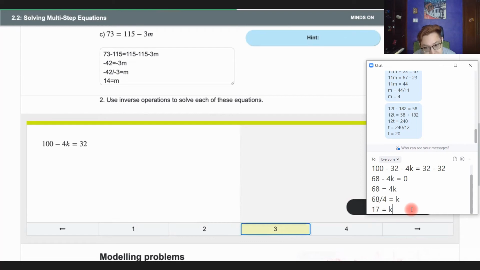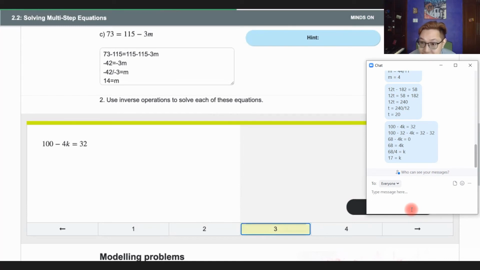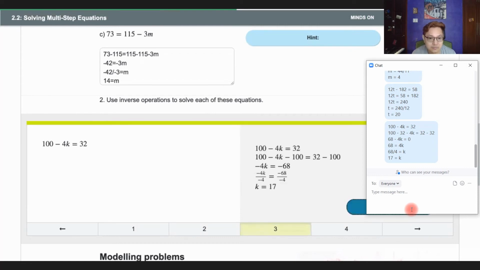And then you bring the 4k over and take 68, divide by 4. How much is that? 68 divided by 4 is 17. Very good. It's 17. Okay, 17 equals k. So this one is like the alternative. They just have more negatives, so they make things more difficult for you.